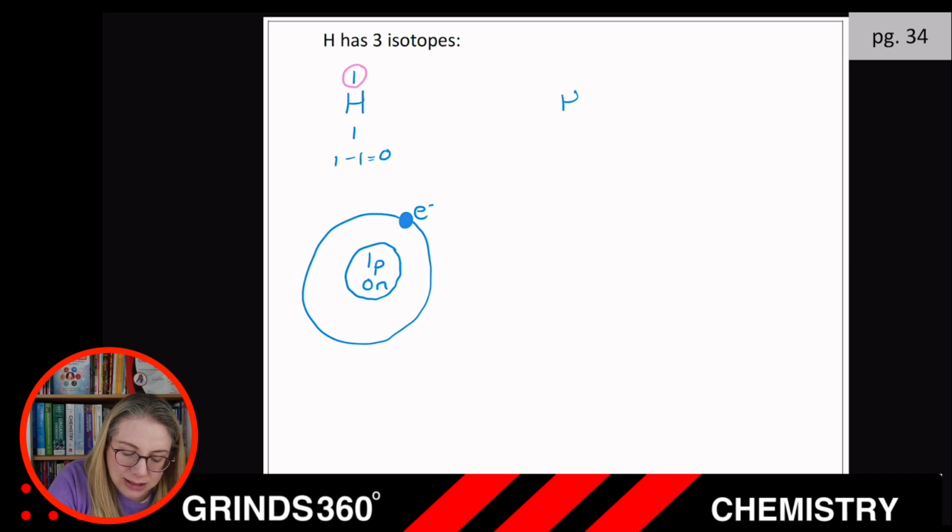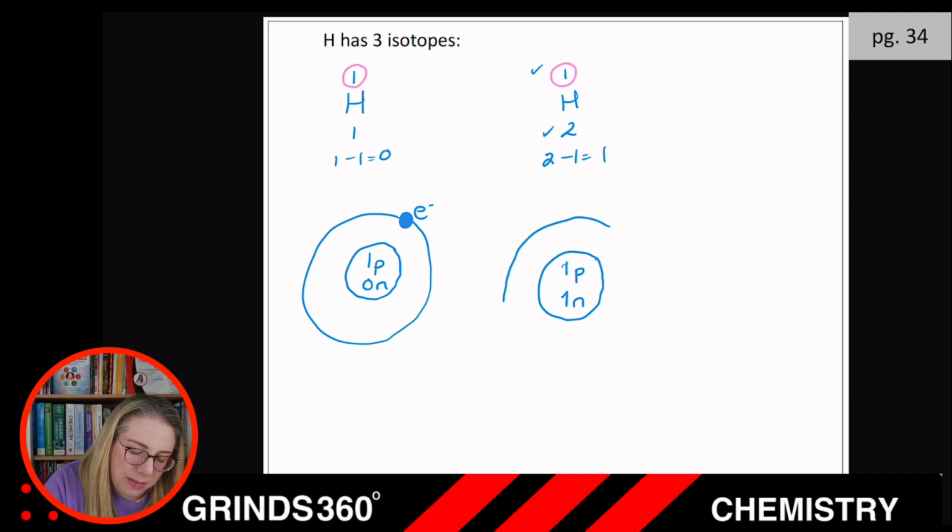The second isotope of hydrogen, it's still hydrogen, so the atomic number, the number up here, is still 1 because you still have 1 proton in the nucleus. But the number that's different is the number on the bottom. The mass number is different. So now, we still have 1 proton in the nucleus, but now look at the number of neutrons. Neutrons is this number minus this one. 2 minus 1 is equal to 1. So this isotope of hydrogen would have 1 neutron in the nucleus. Now, how many electrons would it have? It only has 1.